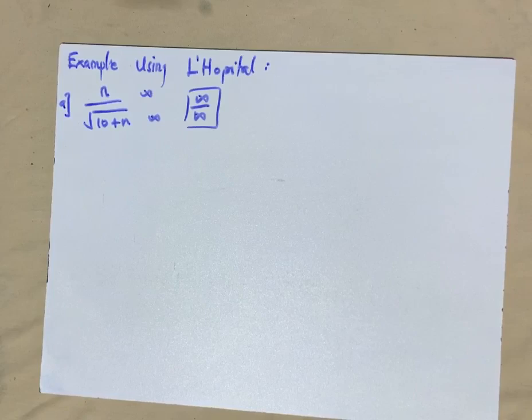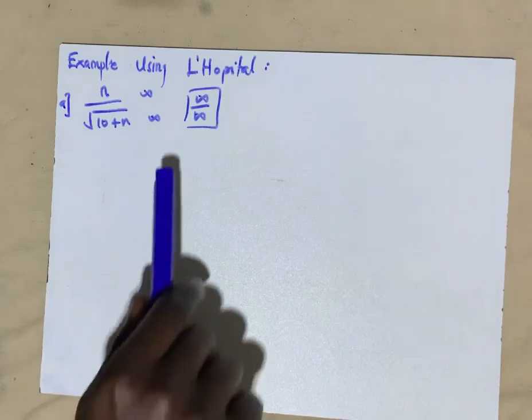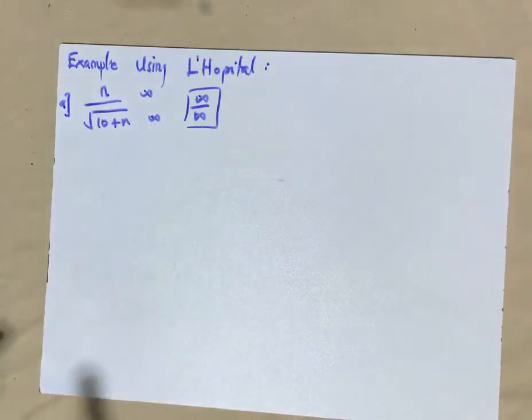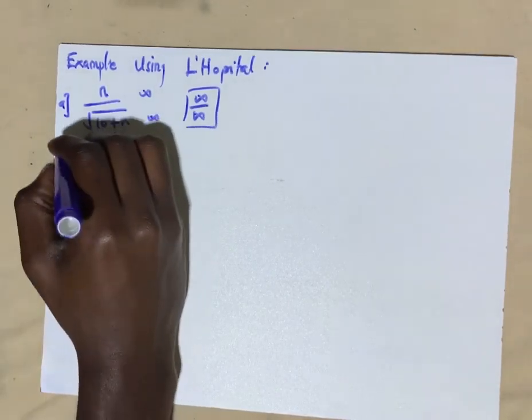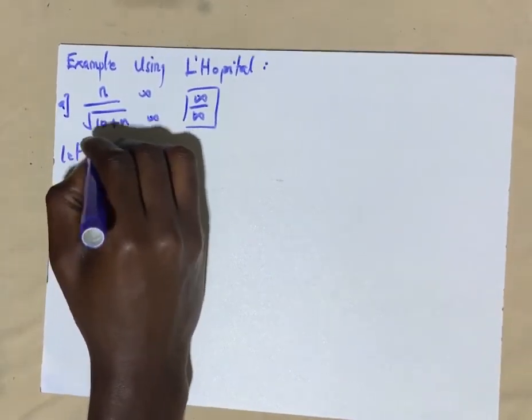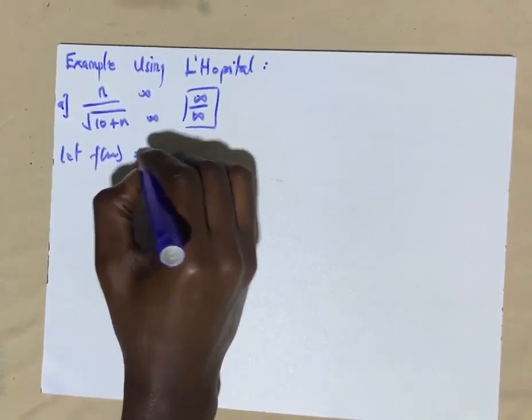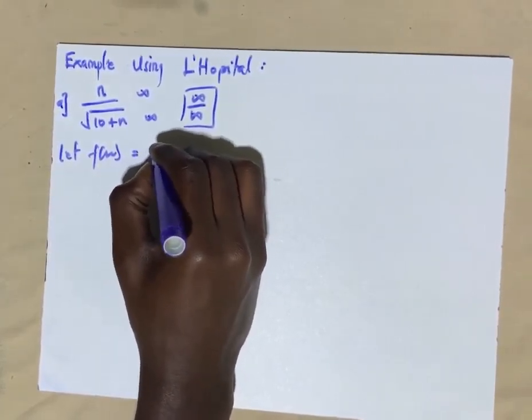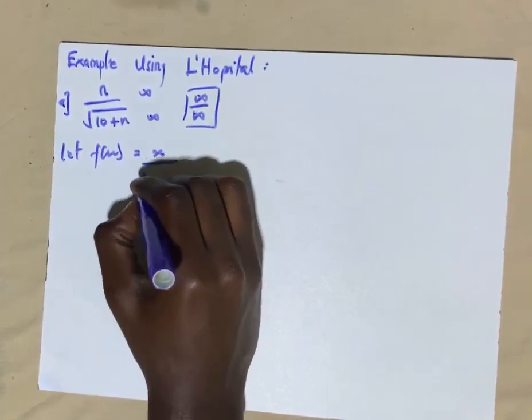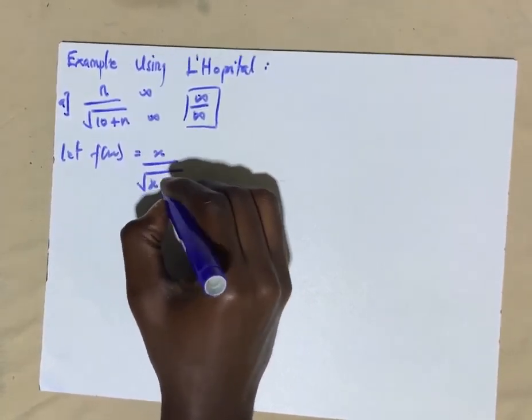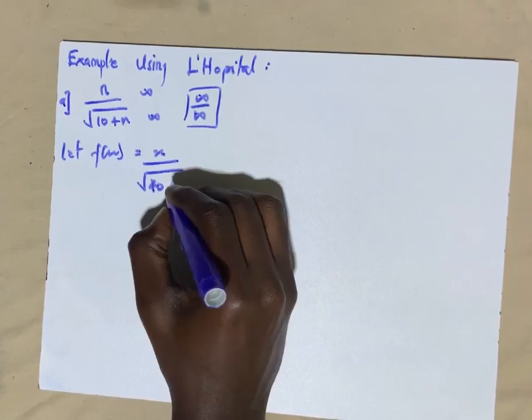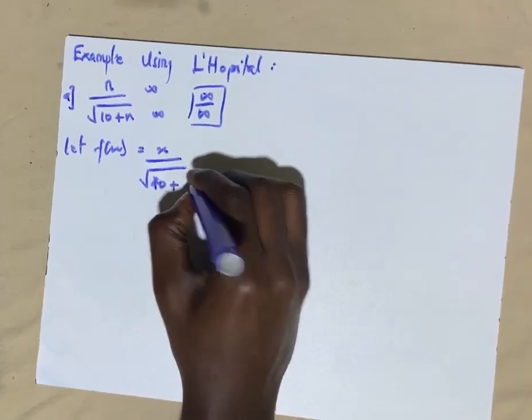Now, how do we go about this? Before you can even use L'Hopital's method, once you realize you can use it, the first thing you are supposed to do is to represent the sequence as a function. So you say, let f of x be equal to, wherever you see n, you replace it with x. So we have 10 plus x.